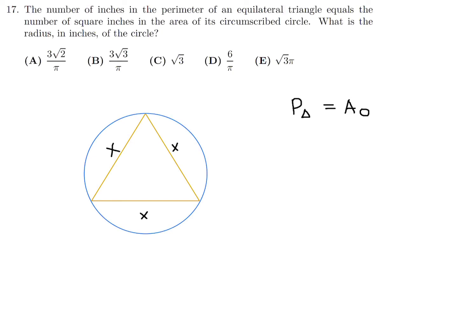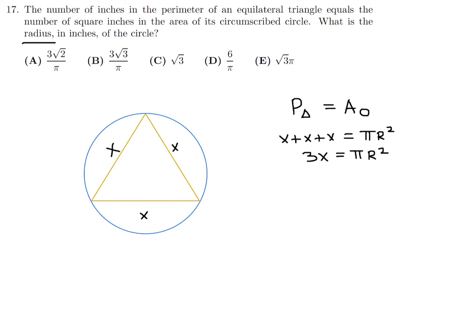Okay? So what is the perimeter of the triangle? Well, if X is the side, the perimeter will be X plus X plus X, correct? What is the area of the circle? Well, the area of any circle is pi r squared. And we don't know the radius yet. That is actually what they want us to figure out. So very quickly, we get 3x is equal to pi r squared as our formula.